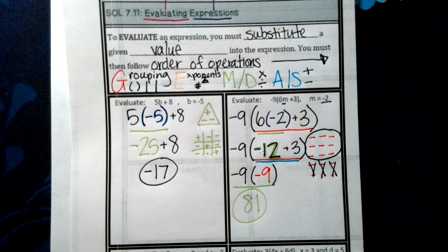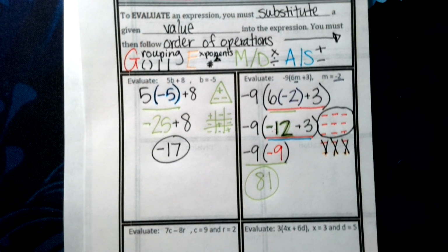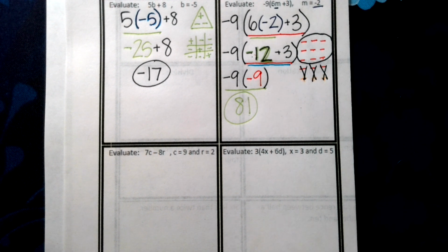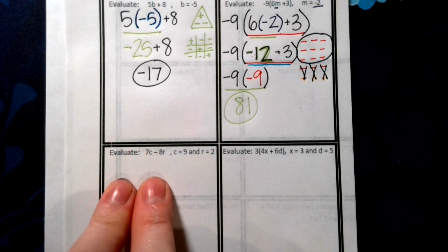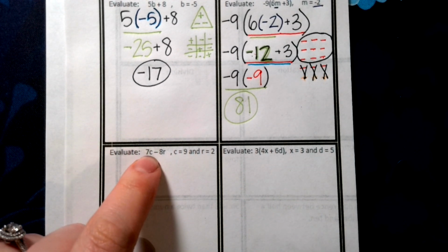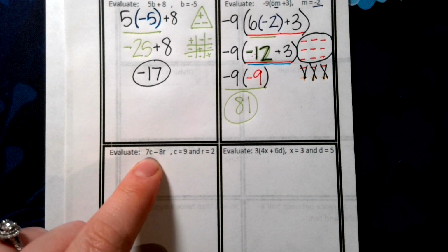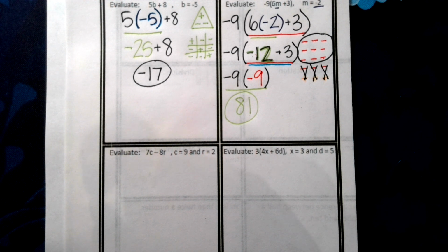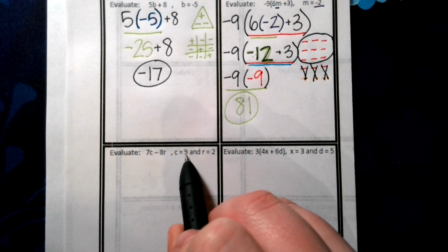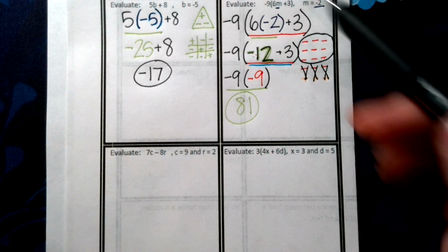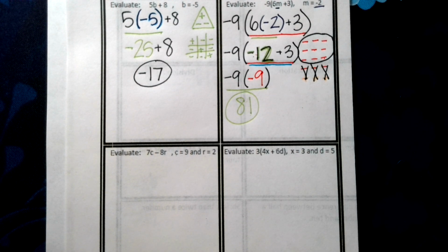Alrighty, we are going to do one more example together, and then I'm going to have you solve the rest on your own so you can check and see how you've done. So first, or this last problem I should say, we have 7c minus 8r. So now we have 2 letters. We have c and we have r that we need to substitute for. It tells me that c is equal to 9 and r is equal to 2. So just like we've done before, we're going to substitute, we're going to plug in those numbers.